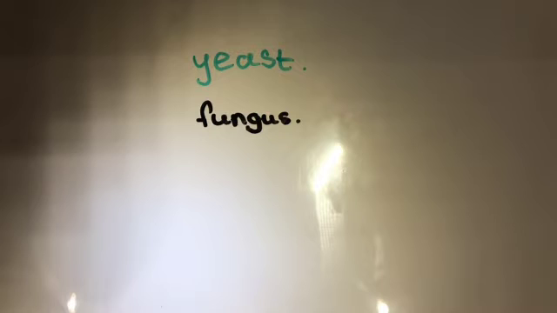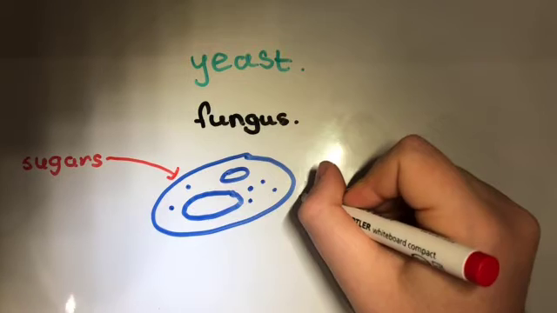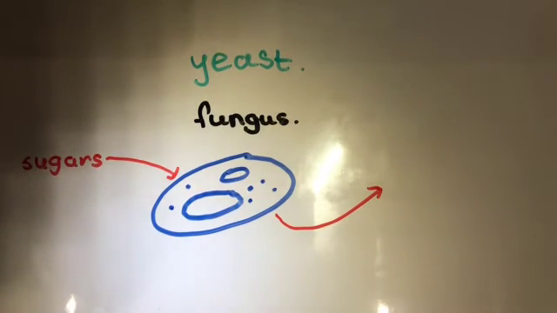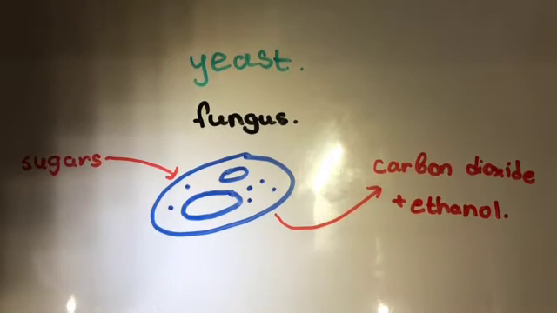Well, yeast is actually a living organism. It's a single celled fungus. But how does a fungus help the bread rise? Just like all living organisms, yeast respires, which means it feeds on sugars and starches and breaks them down to be used as energy. Just like with all living organisms, waste products are produced. In the case of yeast, it's carbon dioxide and ethanol.